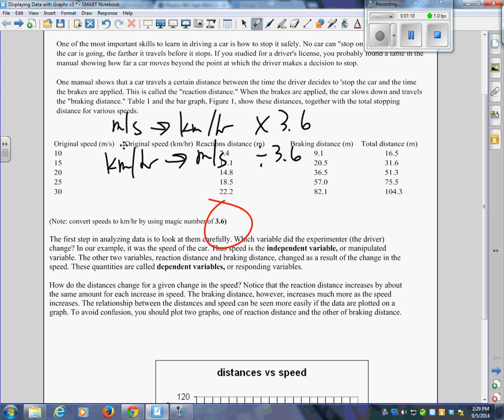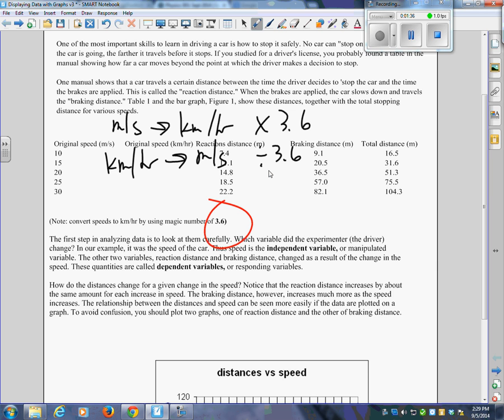Here's the way I remember it. Meters and seconds are small numbers. Kilometers and hours are big numbers, so you have to make that meter per second number bigger by multiplying. And if you want to make it smaller, going from kilometers and hours to meters per second, you have to divide by 3.6.